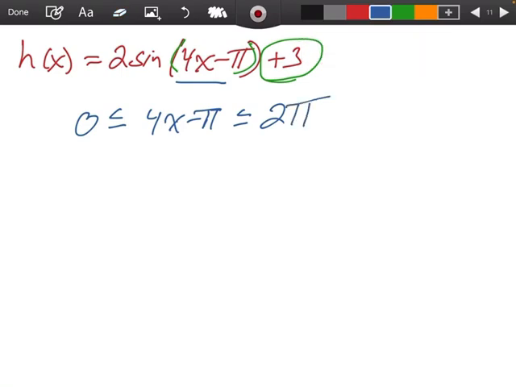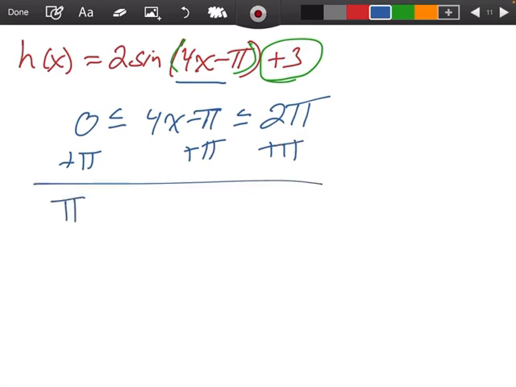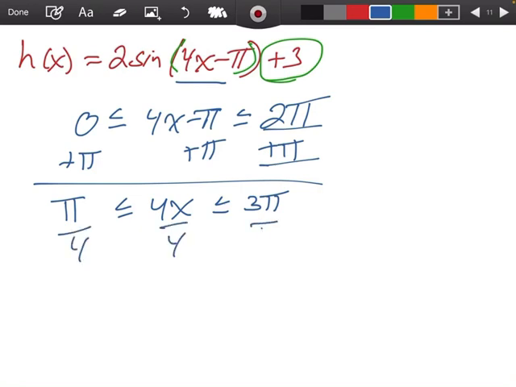Okay, so now let's go ahead and solve this inequality. First thing we're going to do, we're going to add pi to both sides, and we're going to do that all the way across. That's going to give me pi is less than or equal to 4x, which is less than or equal to 3 pi, because 2 pi plus another one is 3 pi. And then we're going to divide everything by 4. And so we have pi over 4 is less than or equal to x, which is less than or equal to 3 pi over 4.